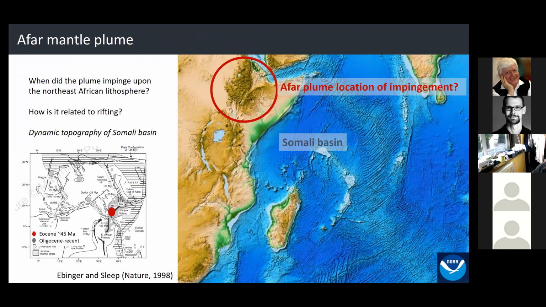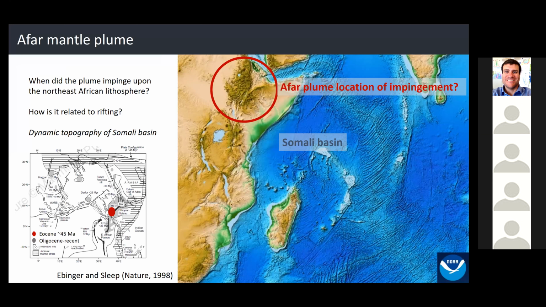In this talk, we will try to answer the following questions. When did the Afar mantle plume impinge upon the northeast African lithosphere, and how is it then related to rifting? We'll try to answer these questions by looking at dynamic topography caused by a mantle plume. When a mantle plume moves up in the mantle, this upward flow results in a dynamic swell of the Earth's surface. These dynamic swells can be large, and they basically indicate when the mantle plume reached the upper mantle. So what we're going to do in this talk is look for this dynamic swell, or evidence for it, in the Somali Basin. So we're going to look at dynamic topography of the Somali Basin.